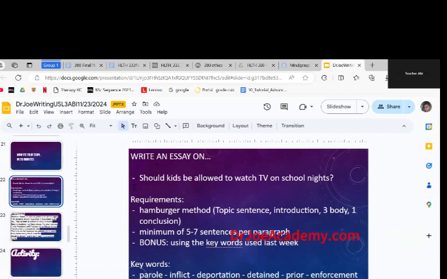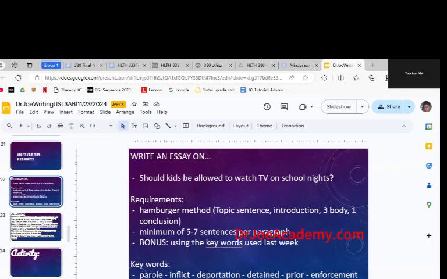Should kids be allowed to watch TV on school nights? Okay, so Monday to Friday, should kids be allowed to watch TV? If you have another proposal, like no, but kids should be able to watch TV on the weekends, I mean Friday, Saturday, Sunday, you can write about that too. Anything. But I wrote your requirements over here and the keywords over here.